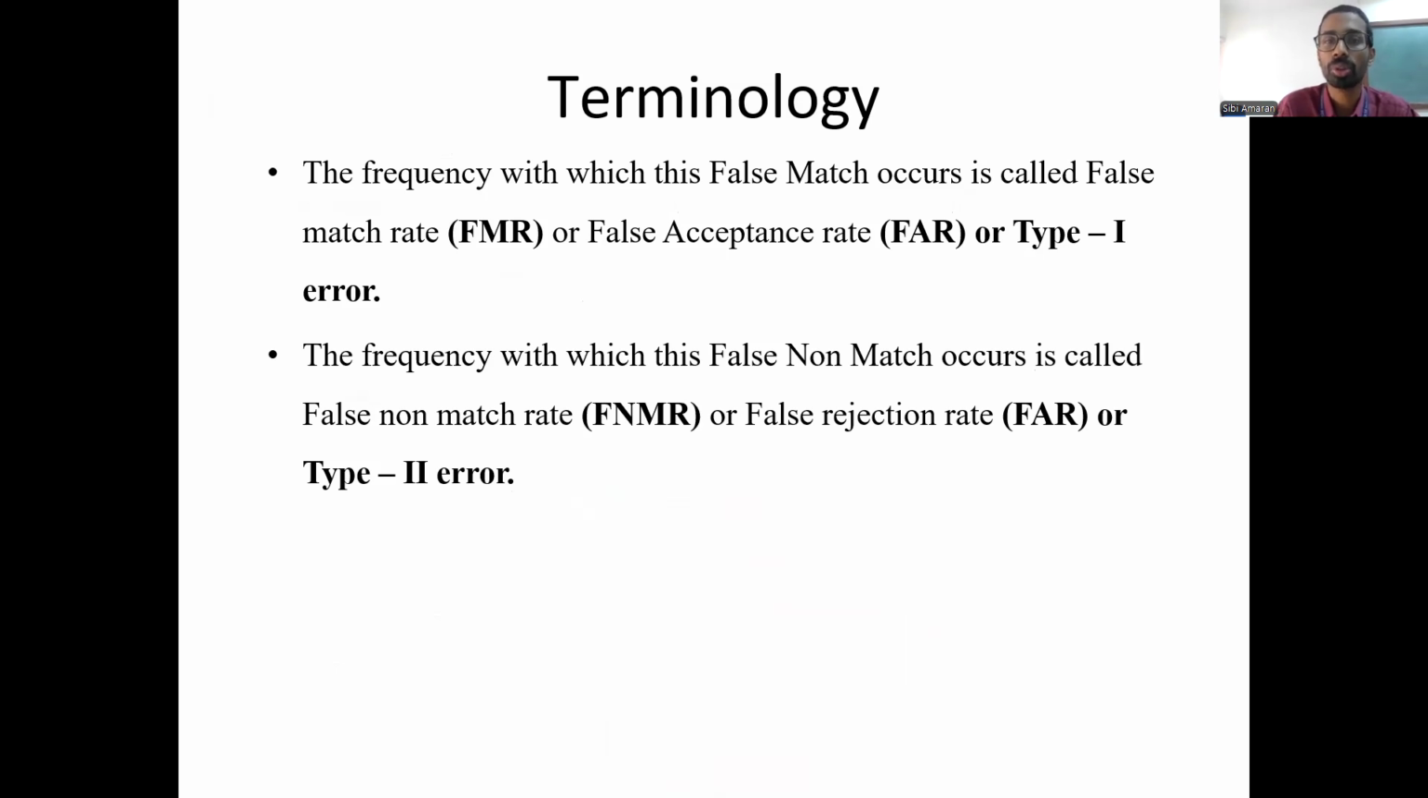So false match is represented as a type 1 error, and FNMR is also a fault, also an error, and it will be represented as a type 2 error.